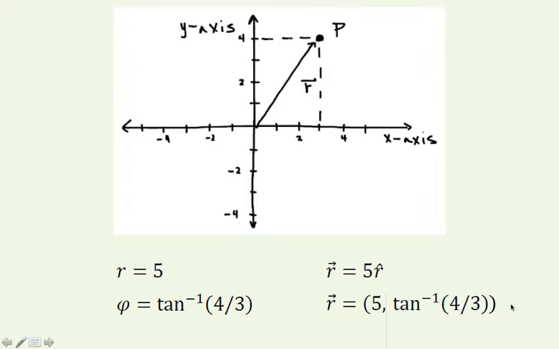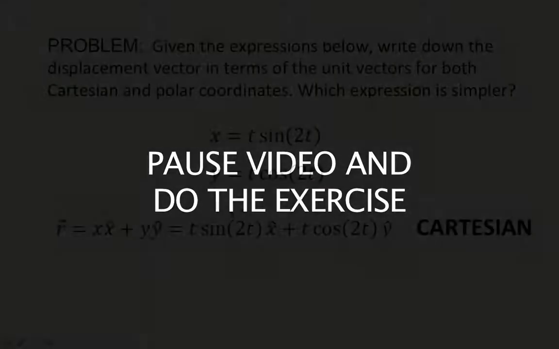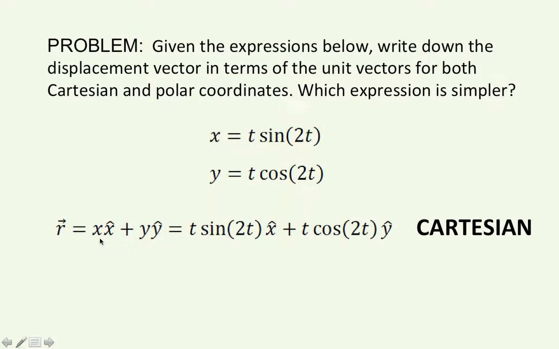Let's do another problem. In this problem, we're going to be given the expressions for x and y. I want you to write down the displacement vector in terms of the unit vectors for both the Cartesian and polar coordinates, and then I want you to tell me which expression is simpler. In Cartesian coordinates, remember, we're just going to write x x hat plus y y hat. So we'll just plug in the expressions for x and y.